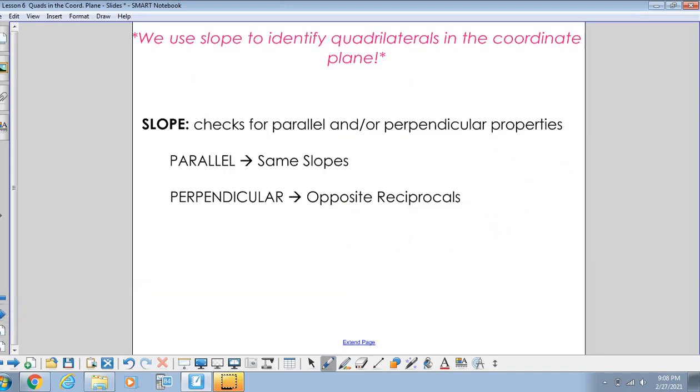Okay, how does that help us with quadrilaterals? We use slopes to identify quadrilaterals in the plane. We check for parallel and perpendicular properties. When we were reviewing just there that parallel lines have the same slopes, and perpendicular lines have slopes that are opposite reciprocals, we can calculate slopes and figure out what type of quadrilateral a shape is.